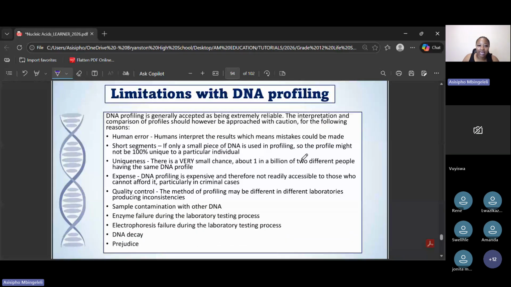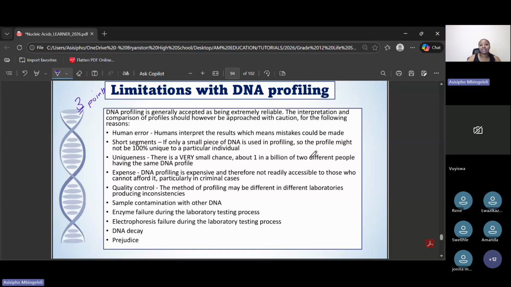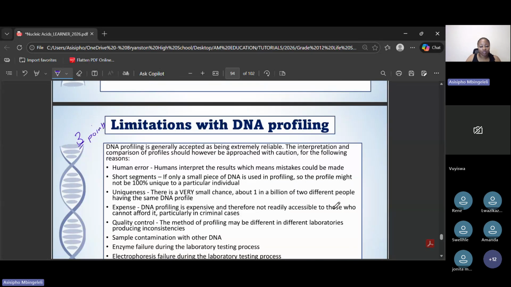This is another slide. I need you to also remember a minimum of 3 points here. You don't need to remember everything else. What are some of the limitations with DNA profiling? So yes, we can get forensic people to collect samples from a crime scene. Yes, we can get lab people to then determine paternity for a particular child. But there are limitations to that.